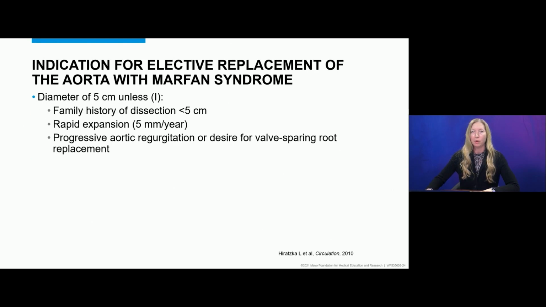So in the patient with Marfan syndrome, the indication for surgery is a diameter of 5 centimeters, unless there's a family history of dissection at a smaller diameter, or any evidence of rapid expansion, which we define as 5 millimeters per year. So in our patient growing 3 millimeters in 6 months, she does meet criteria for rapid expansion. Or if you're developing progressive aortic regurgitation or you want to perform a valve-sparing operation. For any of these reasons, you can consider going at a size less than 5 centimeters.